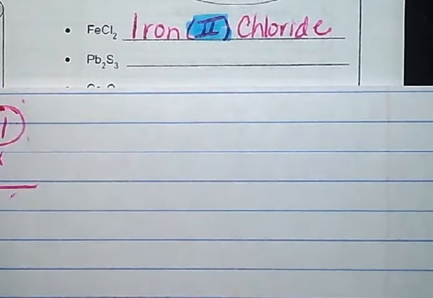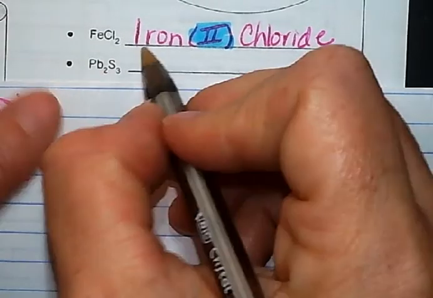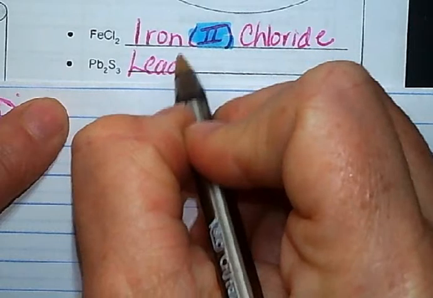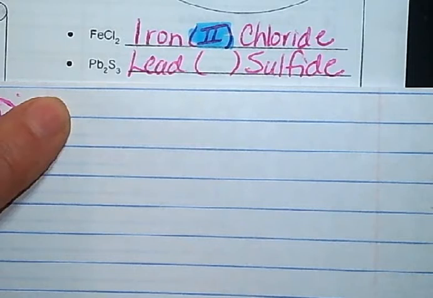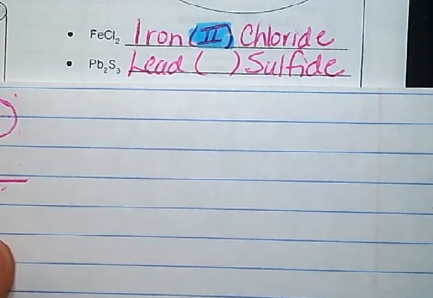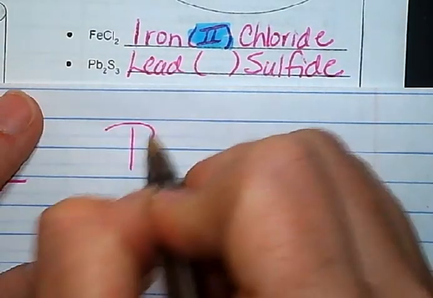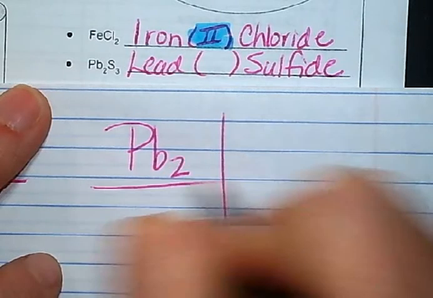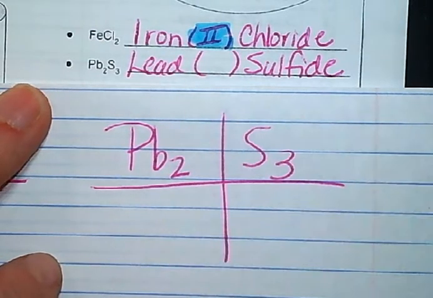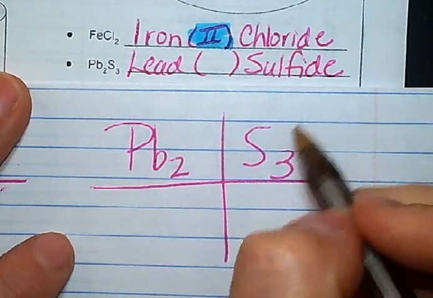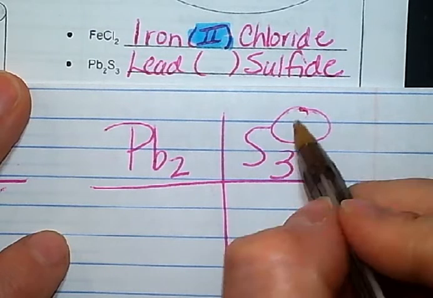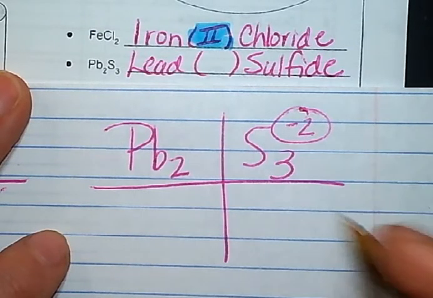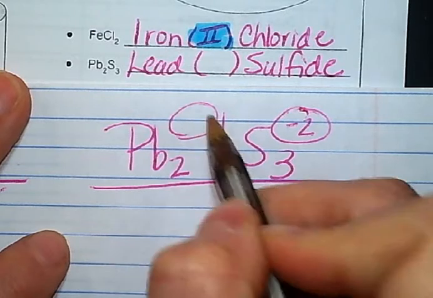Pb2S3. What do we know? We know lead and sulfur. So this is going to be lead something sulfide, and leave your blank because we're trying to figure that out. So in your brain or on your scratch paper, this is where your thought process comes into play. What is the oxidation number for sulfur? Yes, you do. It is a -2. You don't know the one up here for lead.